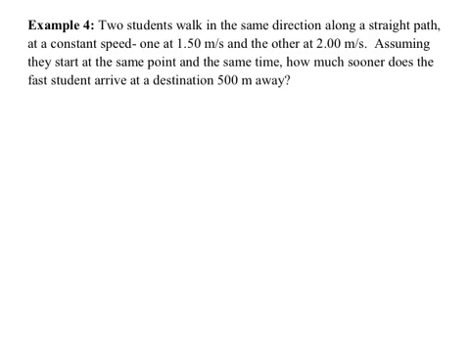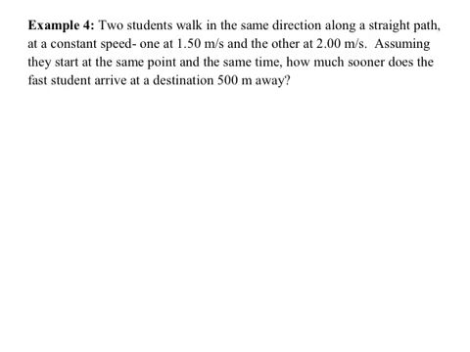Alright, let's take a look at number 4 now. 2 students walk in the same direction along a straight path at constant velocities, one at 1.5 meters per second and the other at 2. Let's assume they start at the same point at the same time. How much sooner does the fast student arrive at a destination 500 meters away? Alright, so in this problem, we're really thinking about a problem that has 2 different solutions, and those solutions are definitely uncoupled. And uncoupled meaning they're not related to each other.